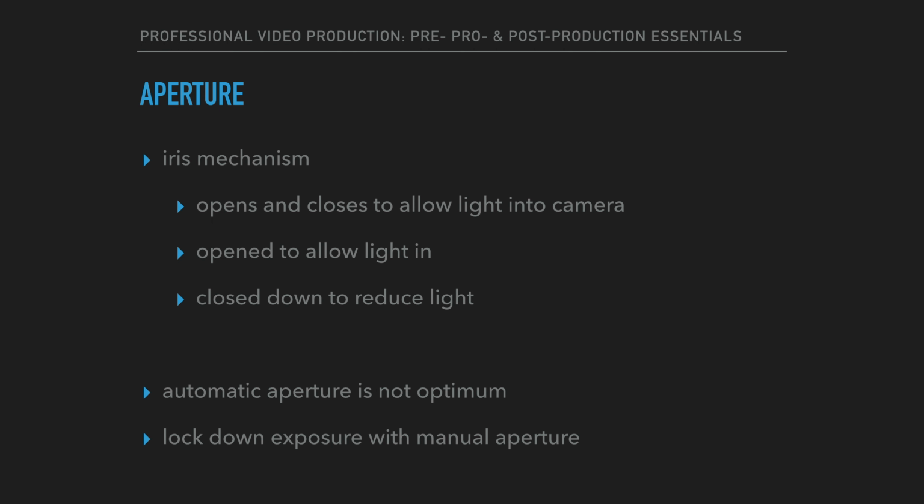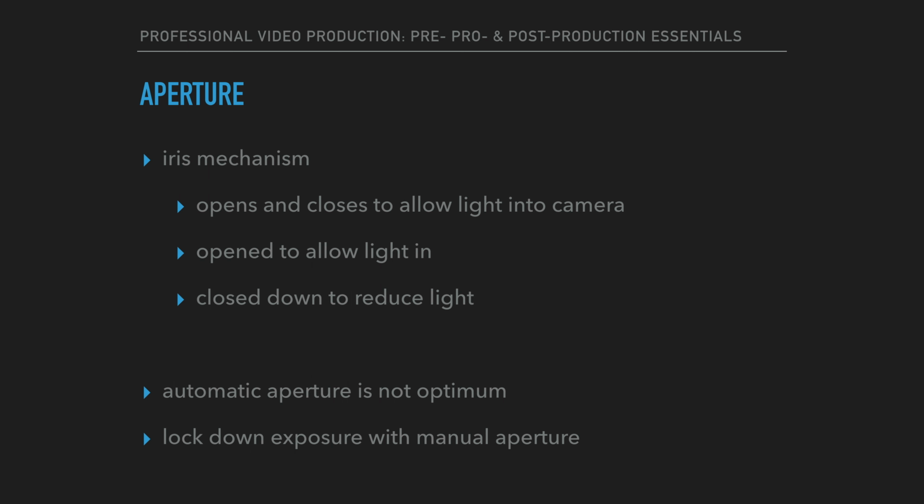First, aperture. At the back of the lens, you will find the iris mechanism, which opens and closes to allow light into the camera. The iris can be opened up to allow light in or closed down to reduce the light that enters the camera. The opening is referred to as the aperture. There are 2 ways to control the aperture: manually or automatically.